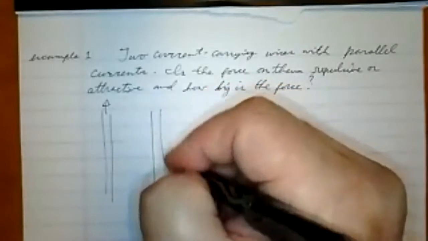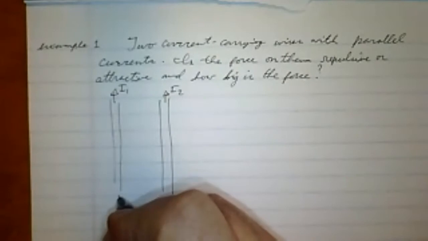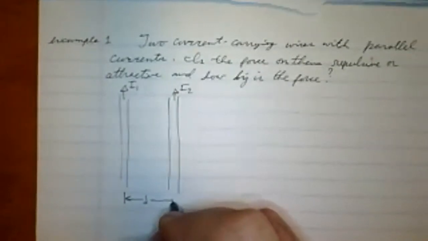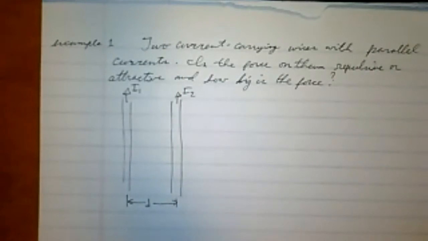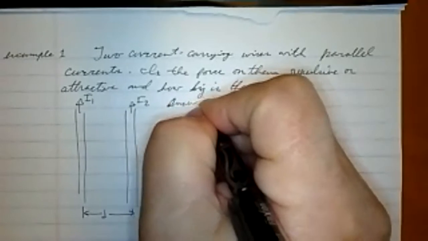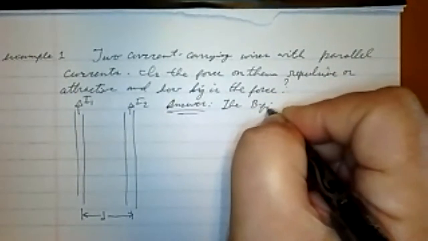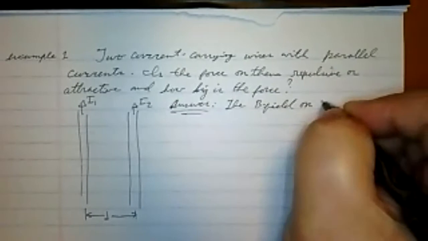So what I'm drawing here is a current carrying wire with a current going upward. And then what I'm drawing next to it is a current carrying wire with a current also upward. This is going to be called I1. This is going to be called I2. Okay, and I'm going to say the distance between them, center to center, is D. Okay, so first thing I want to calculate is the magnetic field on 2 due to 1.